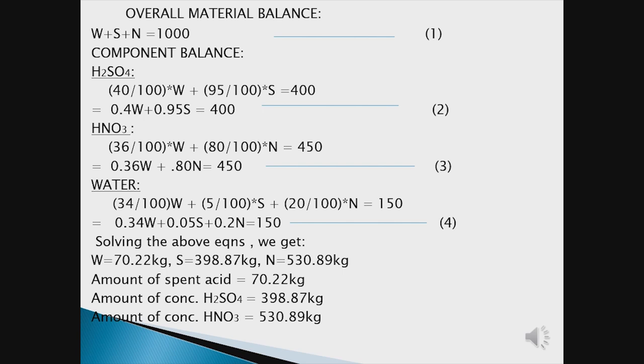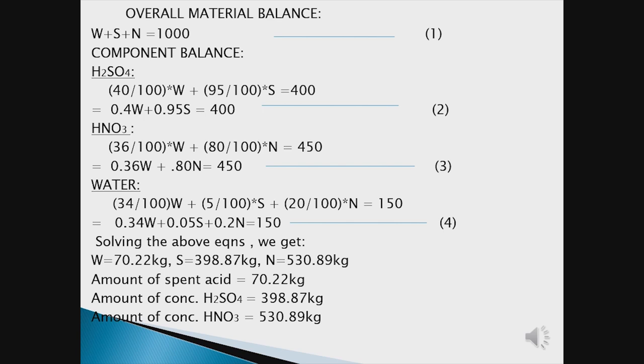And now taking the balance of the HNO3, that is 36% of the W plus 80% of N is equal to 450, because 45% of the product is HNO3, and 45% of 1,000 kg is 450. So 0.36 W plus 0.80 N is equal to 450. That is equation number 3. And now taking the balance of the water, it is 34% of W plus 5% of S plus 20% of N is equal to 150. We can write it as 0.34 W plus 0.05 S plus 0.02 N is equal to 150.